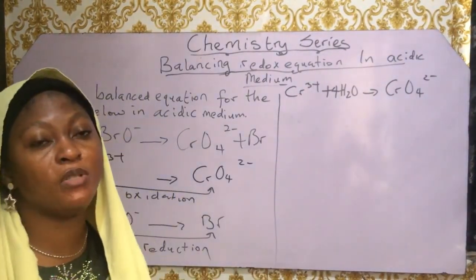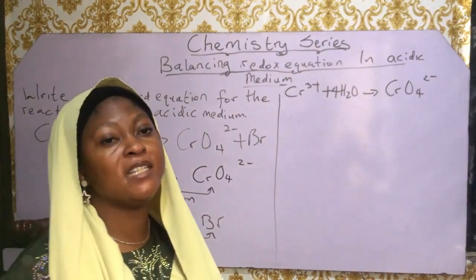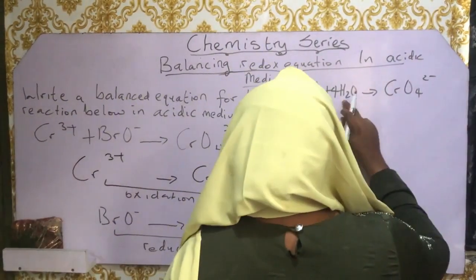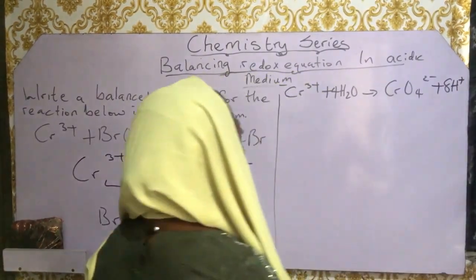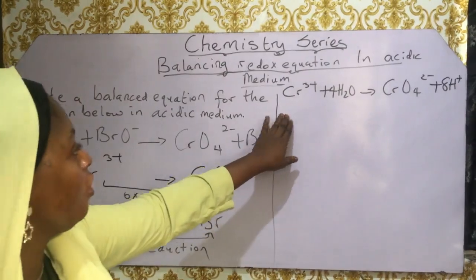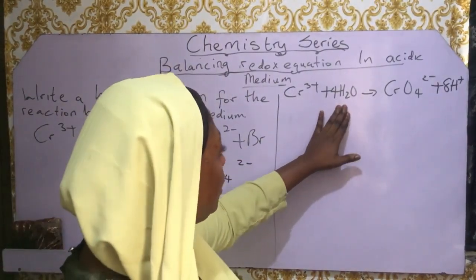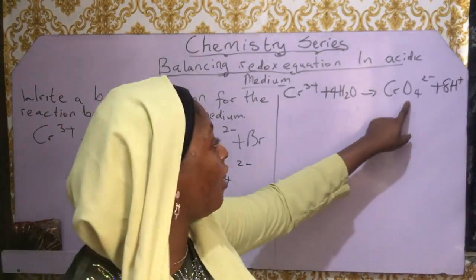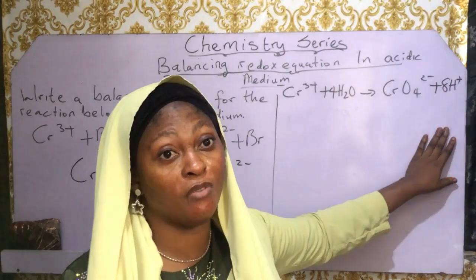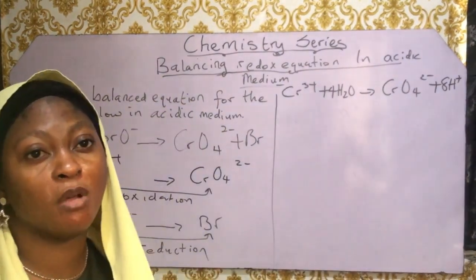How do we do that? We do that by adding hydrogen ions. So 4 times 2, that's 8, plus 8H+. Now looking at this, we have 1 atom of chromium, 8 atoms of hydrogen, and 4 atoms of oxygen. Here we have 1 atom of chromium, 4 atoms of oxygen, and 8 atoms of hydrogen. So our atoms are balanced.